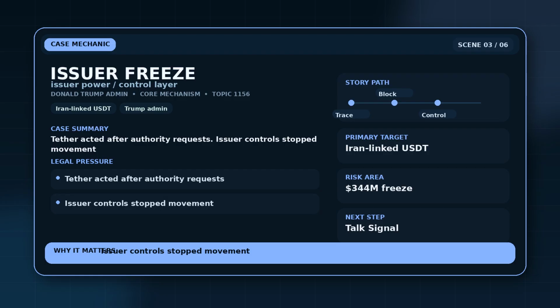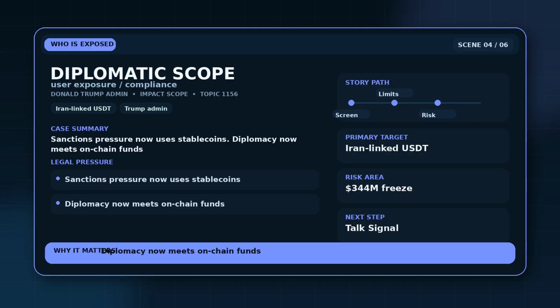Tether acted after authority requests is the working part, and issuer controls stopped movement explains why the outcome is not automatic. A headline can move attention, but this mechanism decides whether the event has repeatable consequences or only a short reaction. The affected side includes Iranian-linked financial networks, stablecoin issuers, exchanges, and diplomats negotiating during a tense sanctions window. This is where the practical consequence sits.